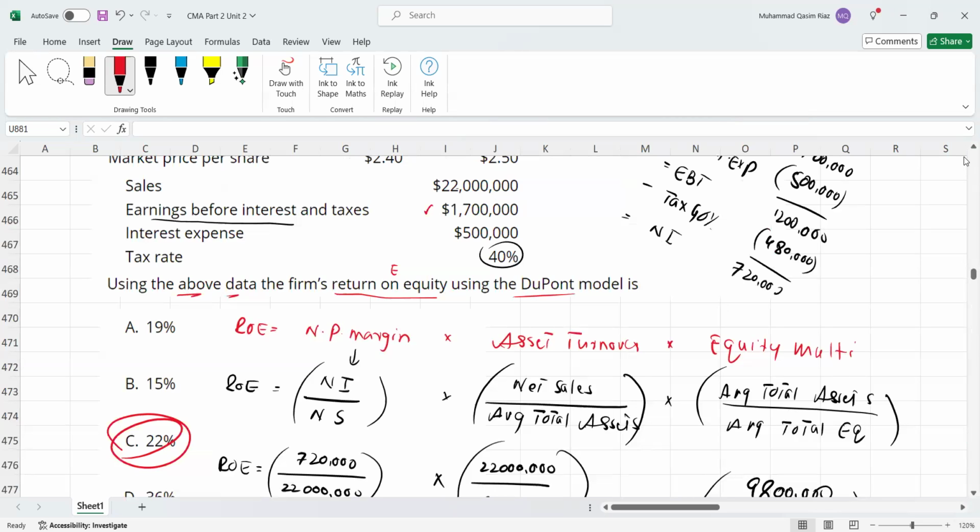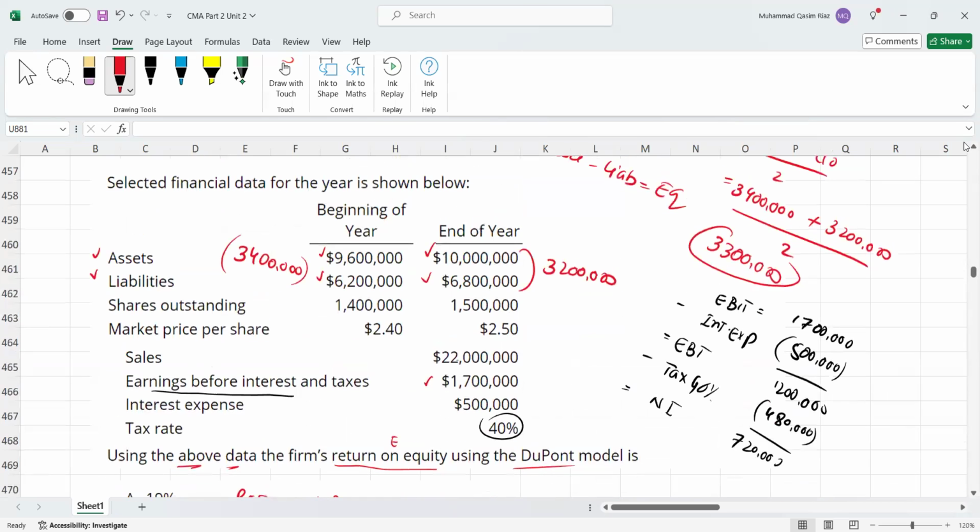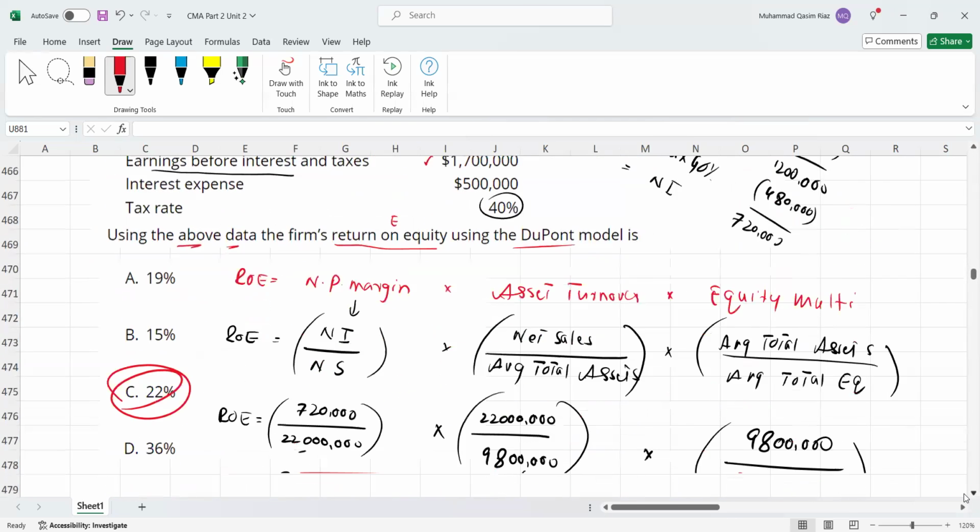So now let's move to the next question. This is the question which we have already solved now. Okay, guys. So here we go. Next question.